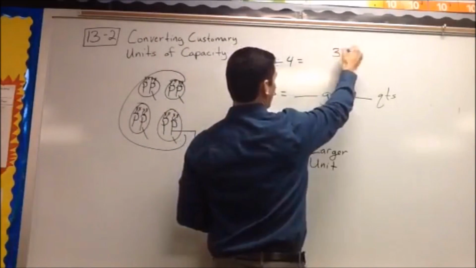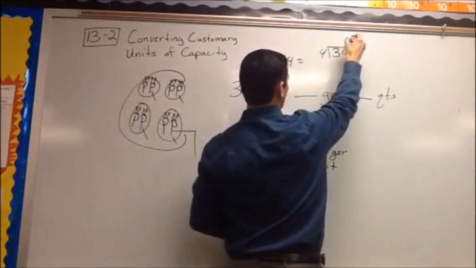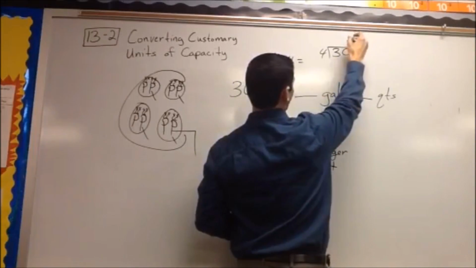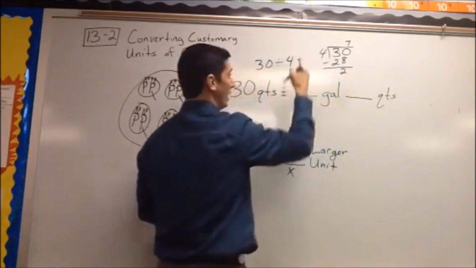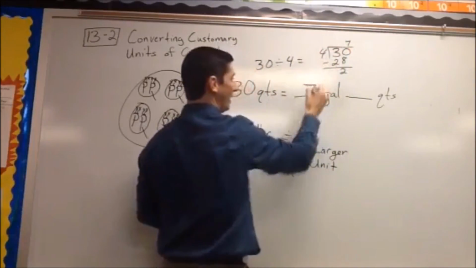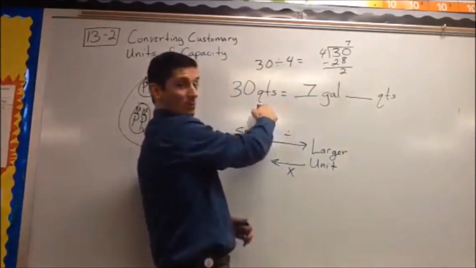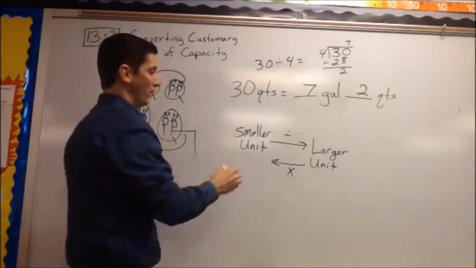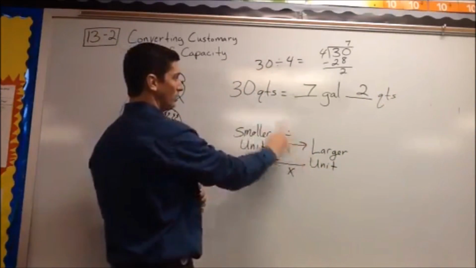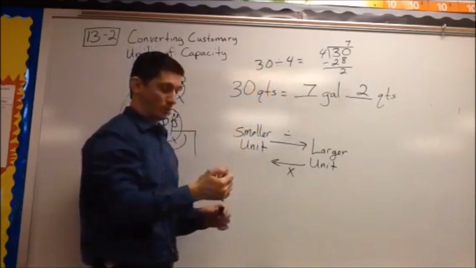So if we do our long division, 30 divided by 4, 4 goes into 30 7 times. 7 times 4 is 28. We subtract and we get 2 left over. So that means we have 7 full gallons, and this remainder is actually going to be the remainder of quarts, just like that. And if you went from a larger unit to a smaller unit, you do the same thing, except you would just multiply.